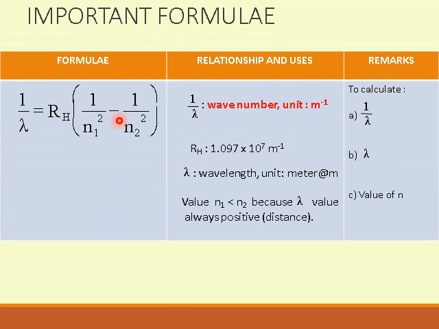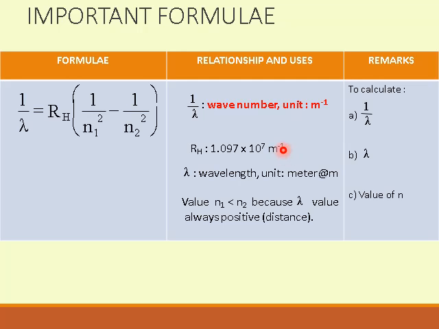Another formula is 1 over lambda. The name for 1 over lambda is wave number. The unit is per meter. So it is RH times 1 over n1 squared minus 1 over n2 squared. Always remember n1 must be smaller than n2, because the lambda value is always positive, since lambda refers to distance. So the unit for lambda is meter. In this case you have to take note that the Rydberg constant for lambda is 1.097 times 10 to the power of 7 per meter. It's different from the constant used in calculating energy.